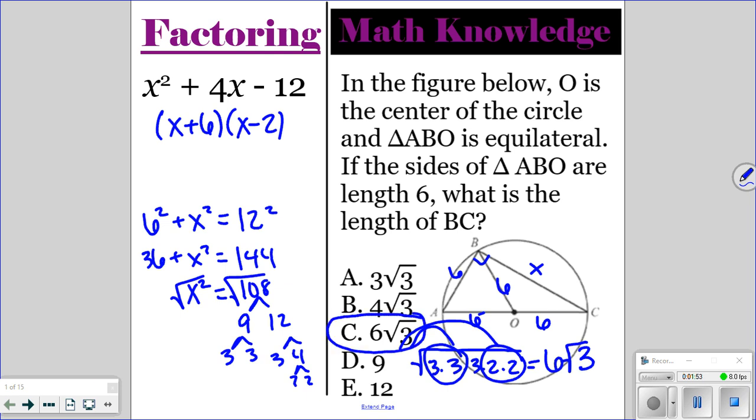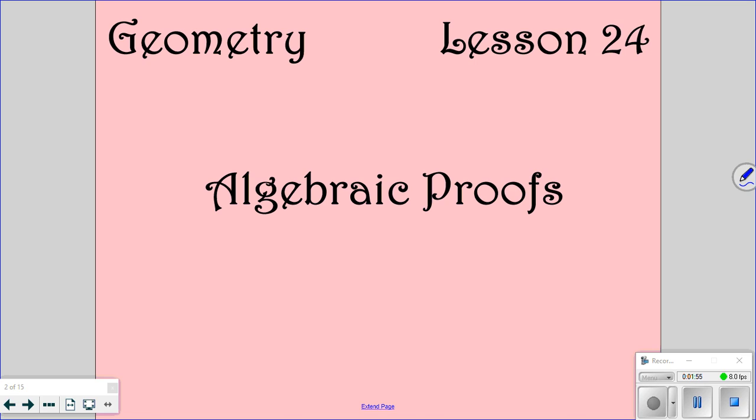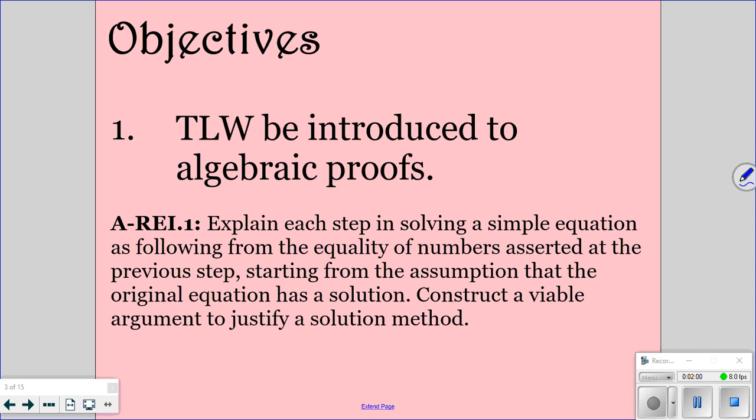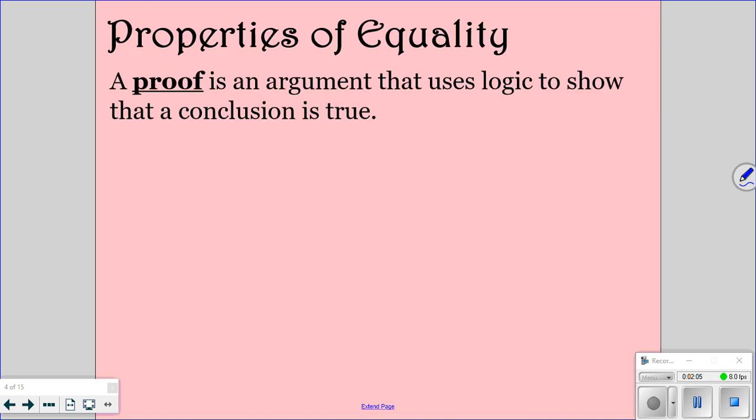Okay, so we are looking at lesson 24 today. We're going to do algebraic proofs. So hopefully you'll understand how algebraic proofs work after this lesson. So a proof is an argument that uses logic to show that a conclusion is true. So these are the most basic kind of proofs that we're going to be looking at this year, and it's helping you get ready for more complex proofs. So hopefully as you work through these, you'll kind of see how they work, and it'll help with the proofs that we do later on this year.